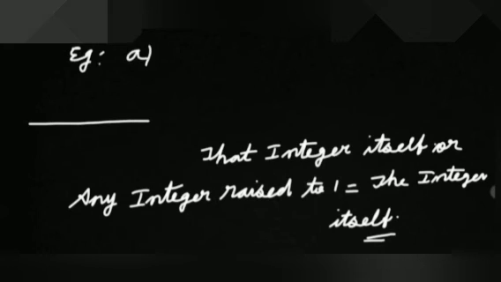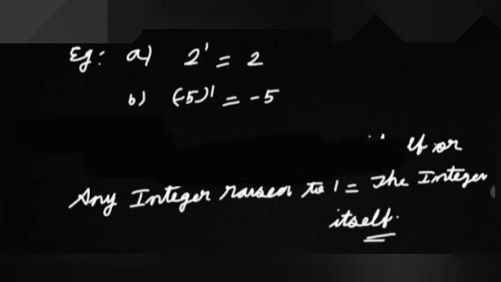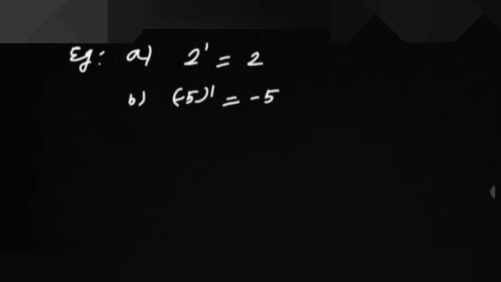A, please say one example. 2 to the power 1, or 2 raised to 1, is equal to what? Yes, the integer itself, 2, isn't it? B, minus 5 to the power 1. What is the answer? Yes, minus 5 itself. Very good. C, write down please. C, minus 4 to the power 1. What is the answer? Is 4 an integer? Yes, 4 is an integer. So here what is the answer? Yes, minus 4. Very good.